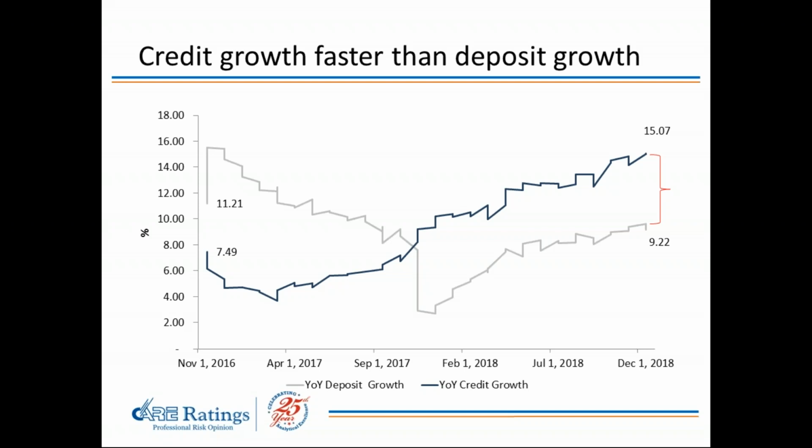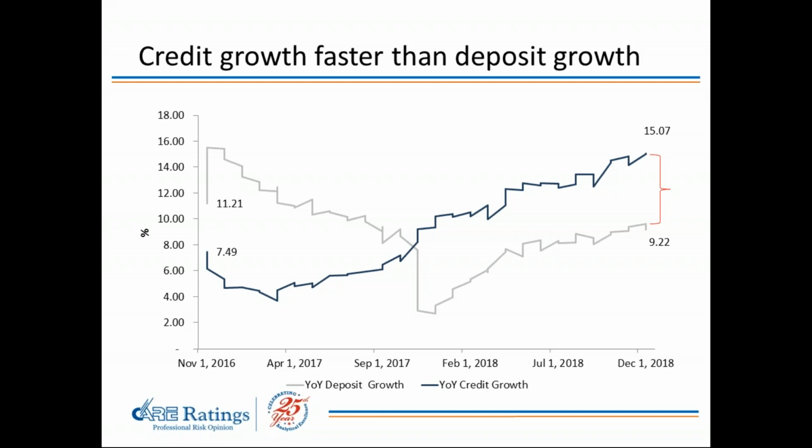We now look at the factors which have constrained liquidity at a granular level. One of the main reasons why the banking system liquidity is pressured is on account of credit growth outpacing deposit growth. The gap between the credit-deposit growth rates has widened. The year-on-year credit growth, currently around 15%, is almost 6% higher than the deposit growth. This is in contrast to the period prior to November 10, 2017, when deposit growth surpassed credit growth.